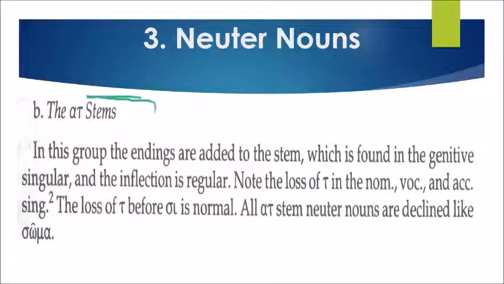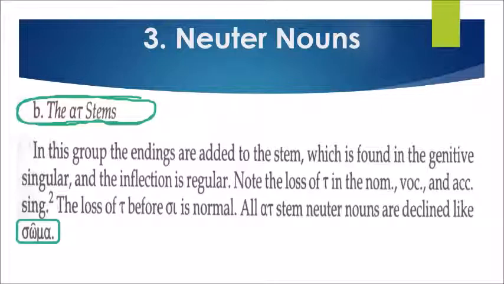In this group, the endings are added to the stem, which is found in the genitive singular, and the inflection is regular. Note the loss of tau in the nominative, vocative, and accusative singular. The loss of tau before C is normal. All alpha tau stem neuter nouns are declined like soma. So let's take a look at the word soma.